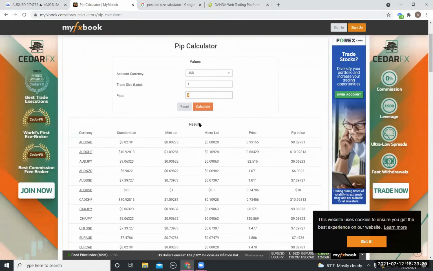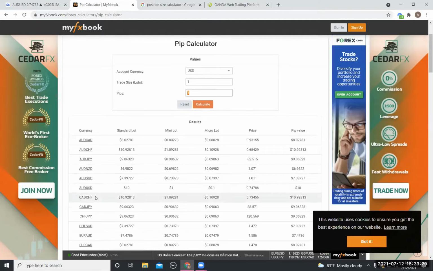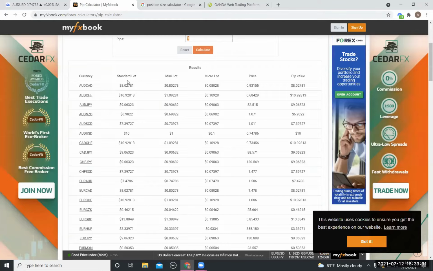Right, and so as I go down these results, you can see the currencies on the left-hand side, Aussie CAD, Aussie Swiss, Aussie Yen. It's all in alphabetical order as you go down. And then it gives you the pip value per standard lot, mini lot, and micro lot. So when I'm doing this, I like to use micro lots because it gives you more flexibility. Really, I like to use units.